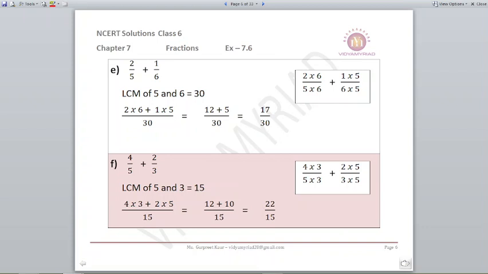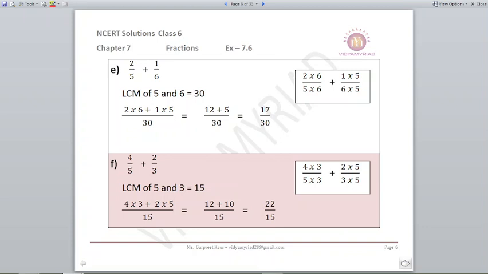Next, 4 upon 5 plus 2 upon 3. Now here 5 and 3 are the denominators, so their LCM is 15. For that, 4 will be multiplied by 3 and 2 will be multiplied by 5. If you are finding it a little difficult, you can make that box which I have made on the right side, so that you know in the numerator what we have to do.